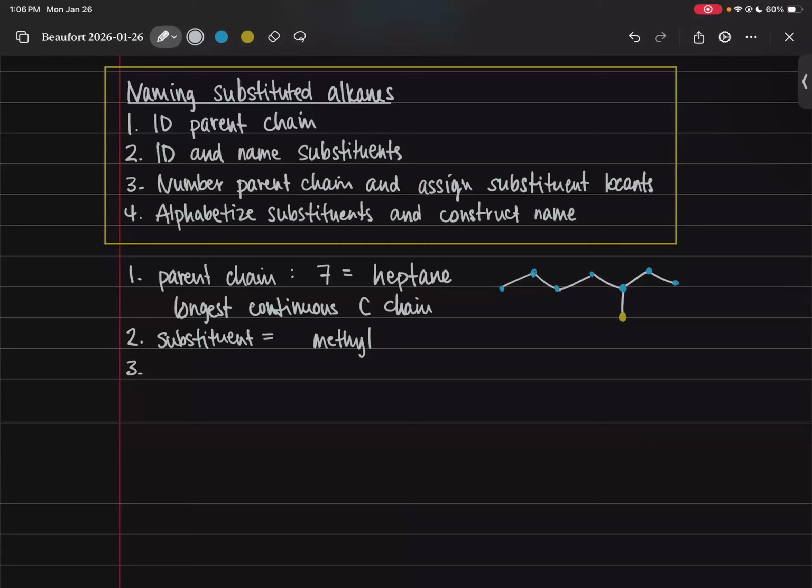Okay. So our next step is to do numbering. So we need to number the parent chain. Just the parent chain is going to get numbered. The rule here is we want to make the lowest substituent number as low as possible.